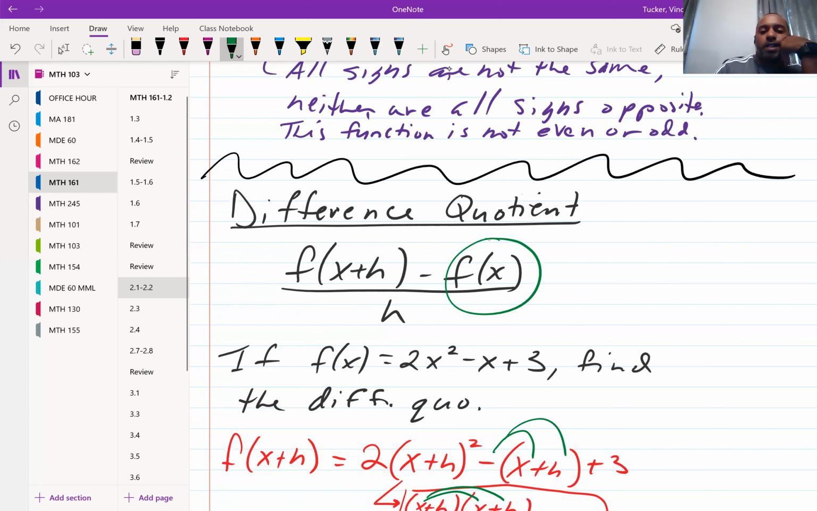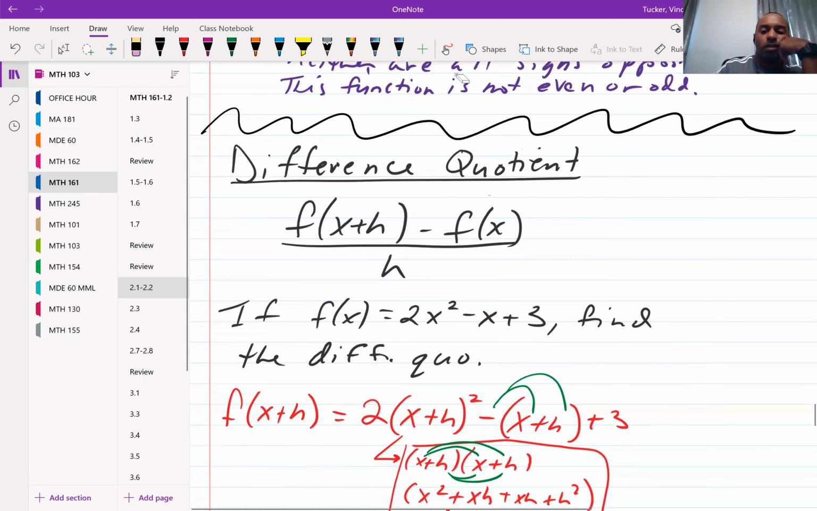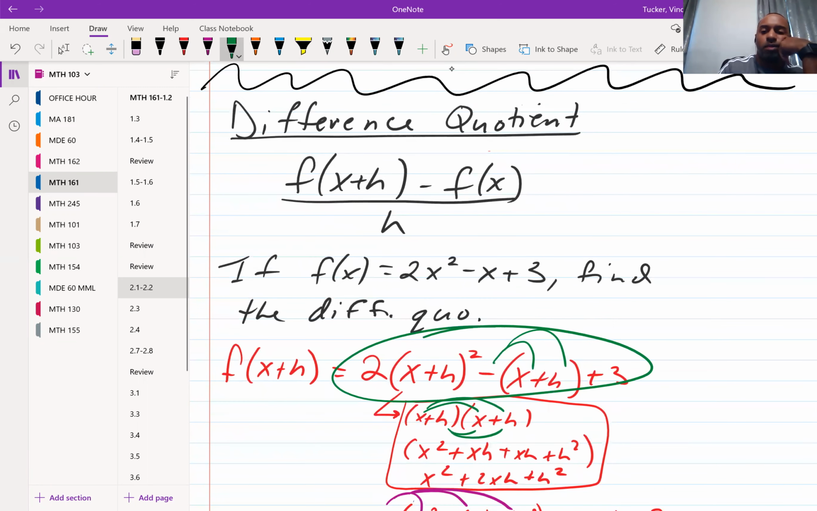So first thing, recognize that we have f of x. They give that to you originally. But now we need an algebraic representation for f of x plus h. So what we need to do is plug in x plus h into f of x, where we see x. So that's what I did right here.